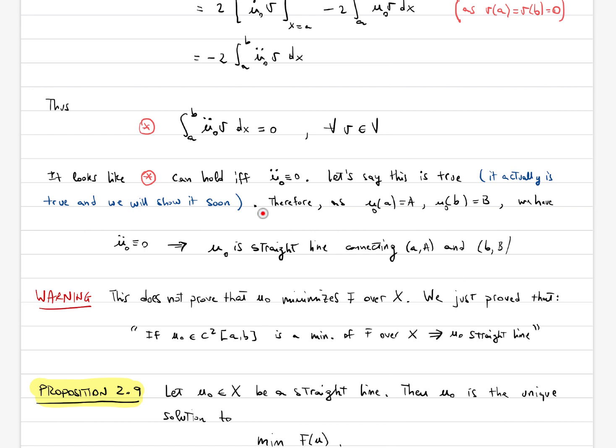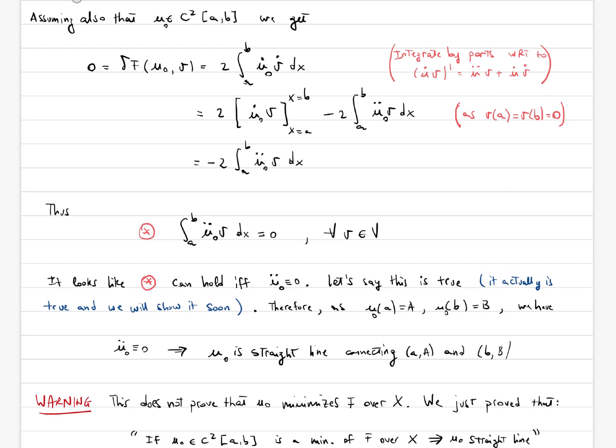And again, notice that to show that u0 was a straight line, we started with u0 being a minimizer, then u0 solves the Euler-Lagrange equation. If you assume that u0 is C2, then we can integrate the Euler-Lagrange equation by parts and end up with this guy, and so this guy has to be equal to 0, and this forces u0 double dot to be 0, which forces u0 to be a straight line between these 2 points. So we made a lot of assumptions, but again, we don't care.